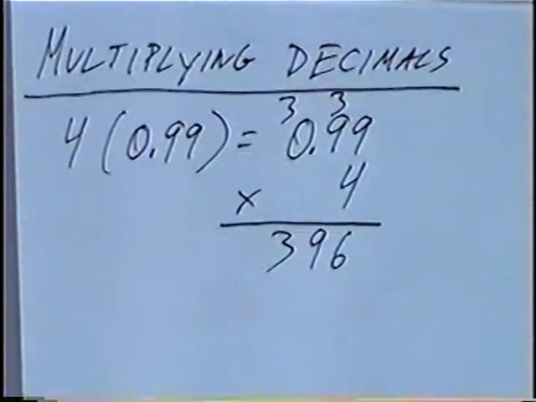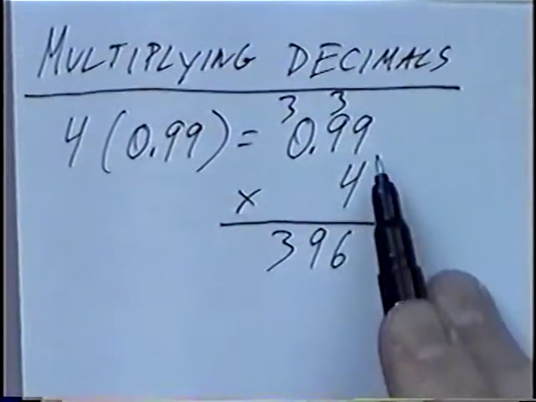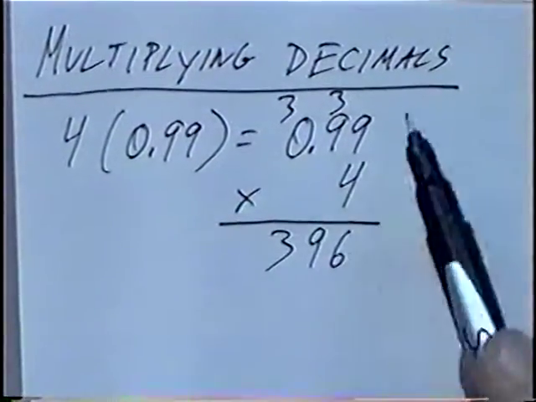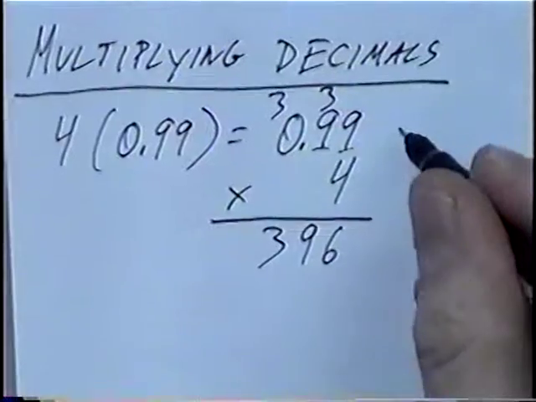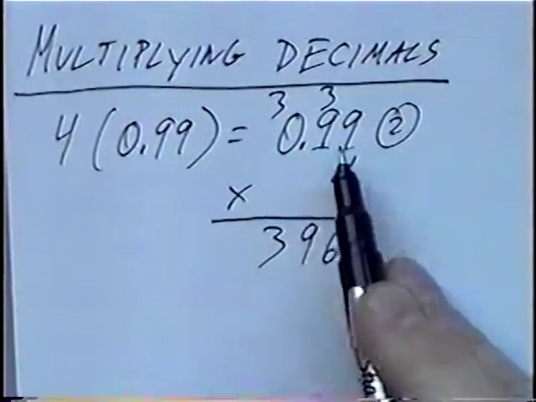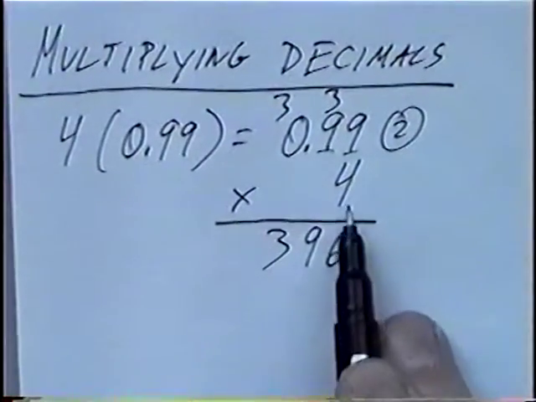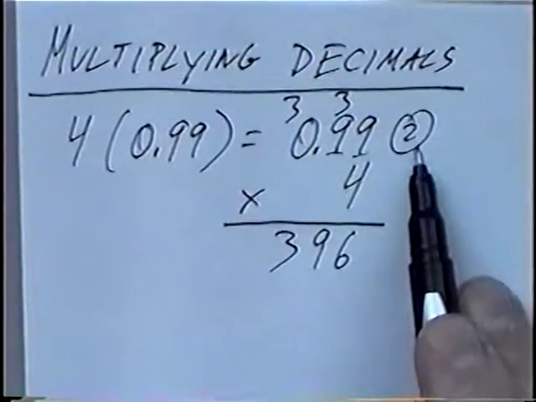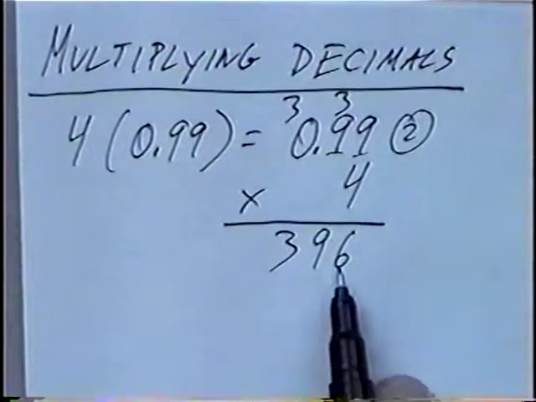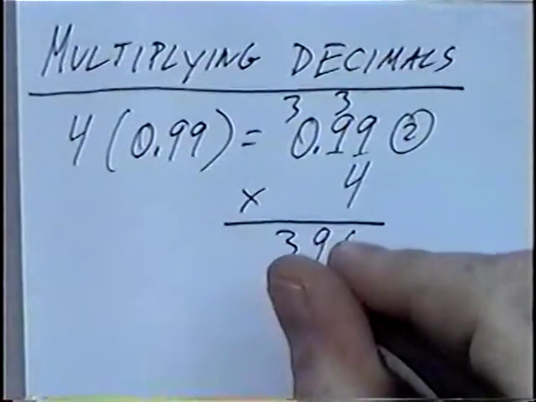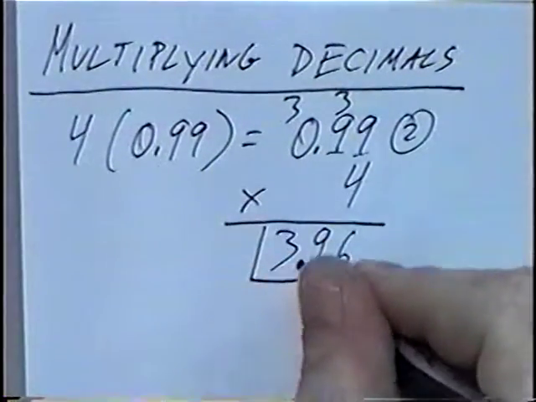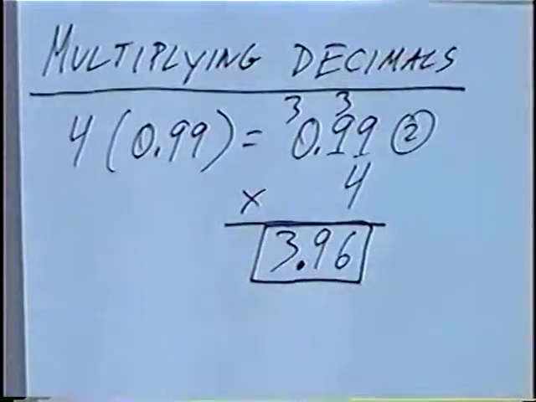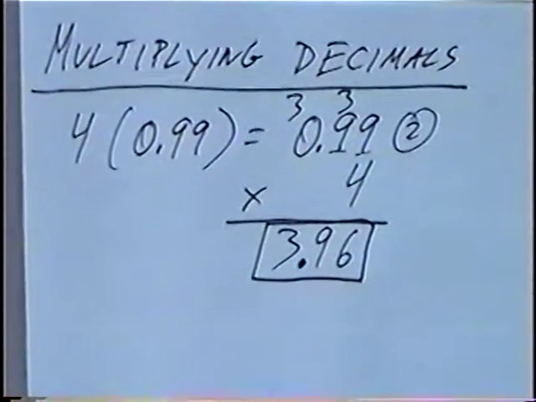The last part is to put the decimal in the correct spot. Looking at the numbers we multiplied, 0.99, 2 numbers are in a decimal. 2 numbers are after the decimal point. The number 4 does not have any numbers after the decimal. So we have 2 total numbers inside the decimal, which means our answer has 2 numbers after the decimal. So our final answer would be 3.96.